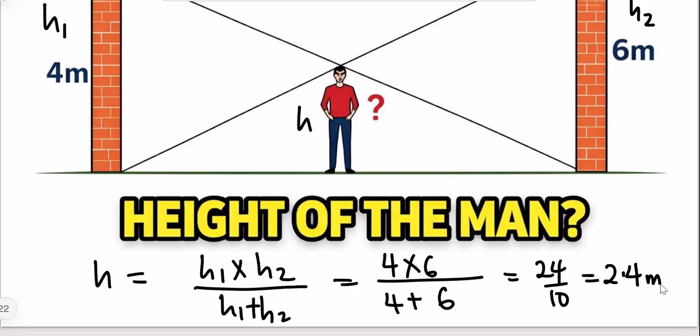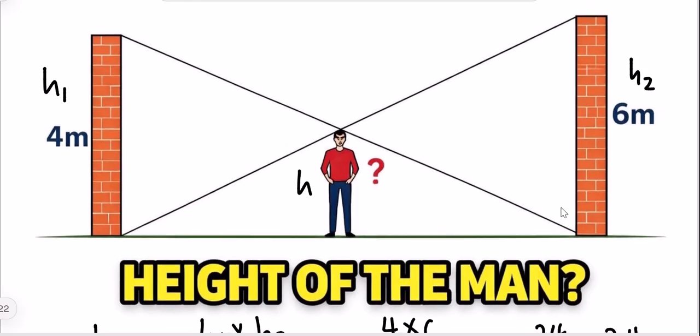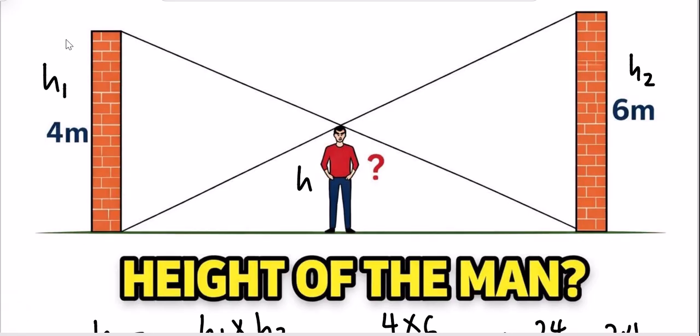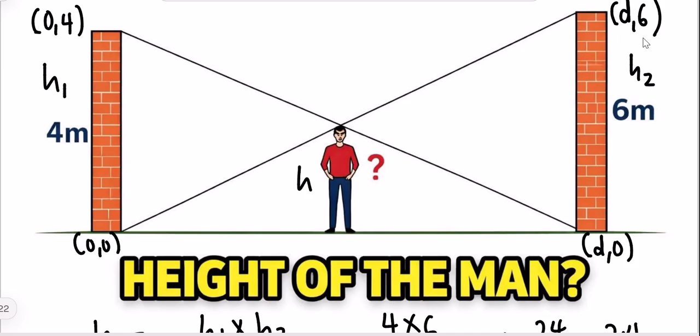But let's look at the alternative way of doing this, in which we make use of the slope. Going to this problem here, let's look at the coordinates of each of the points. Here we have 4 meters, so at this point the coordinate is 0, 4. At this point here we have 0, 0, because this is the origin. And here, let me call the distance d, so the point is d, 0, because y is equal to 0. And at this point here, we have d, 6.